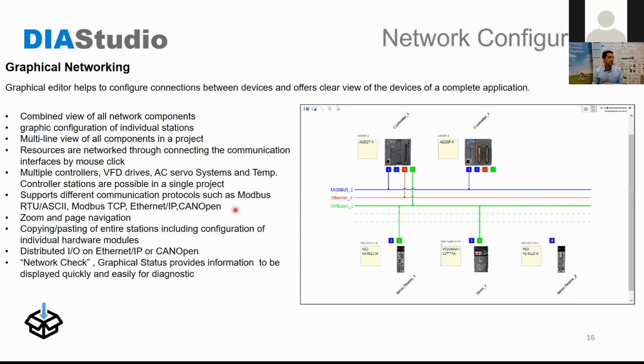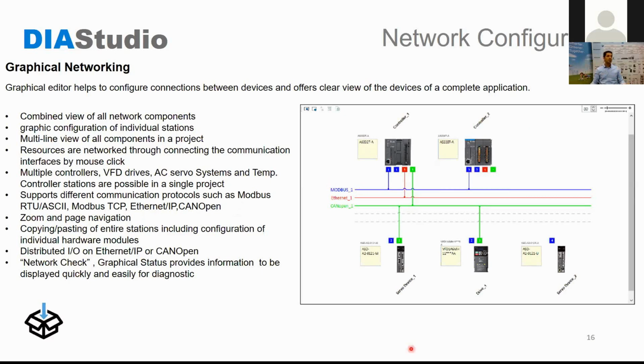Okay. What else? Network configuration. We have a new interface called network configuration, which allows us to manage all the communications in one project. Because sometimes we use Ethernet communication for HMI and EtherNet/IP for another controller, RS485 for VFD, CANopen for... It's quite difficult to manage all these communications at the same time. You need to go to dedicated software for each.